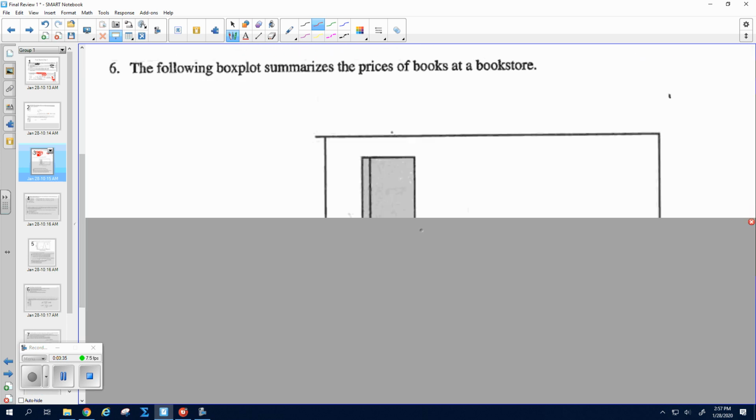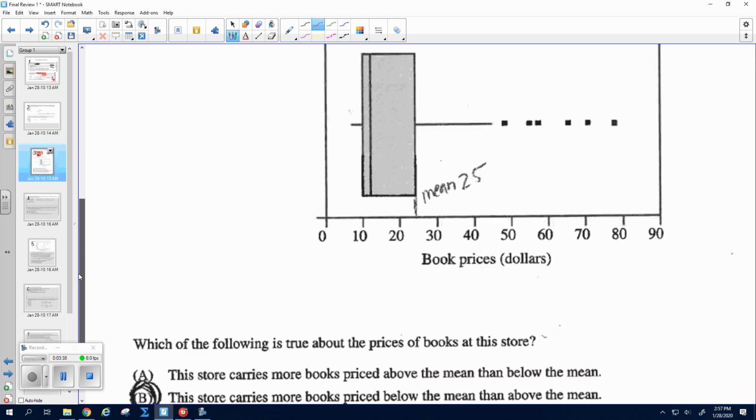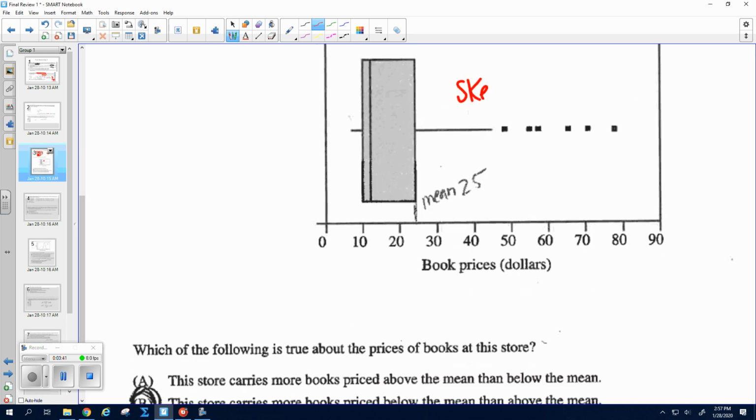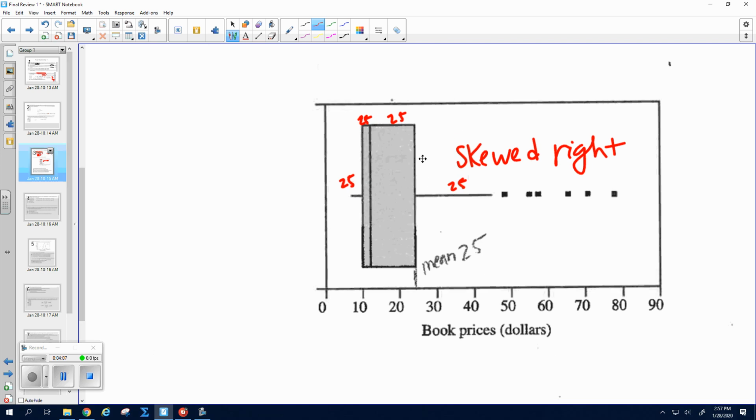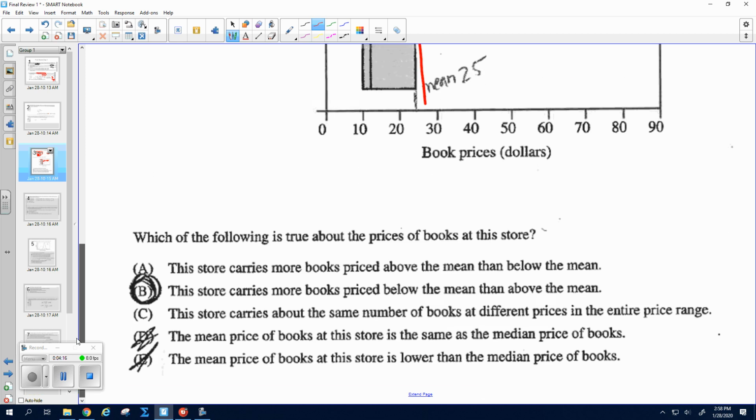All right, number 6, this box plot. We do know that it is skewed right, which pulls the mean up towards all these high outliers. Also remember that 25% of the data falls between the min and Q1, then Q1 and Q2, Q2 and Q3, and Q3 and the max. It's always 25% of the data. So the answer is B. There's actually more books priced below the mean than above the mean because that mean is pulled up. Maybe it's like here because of that skew. There's a lot more books below the mean. So this one is B.